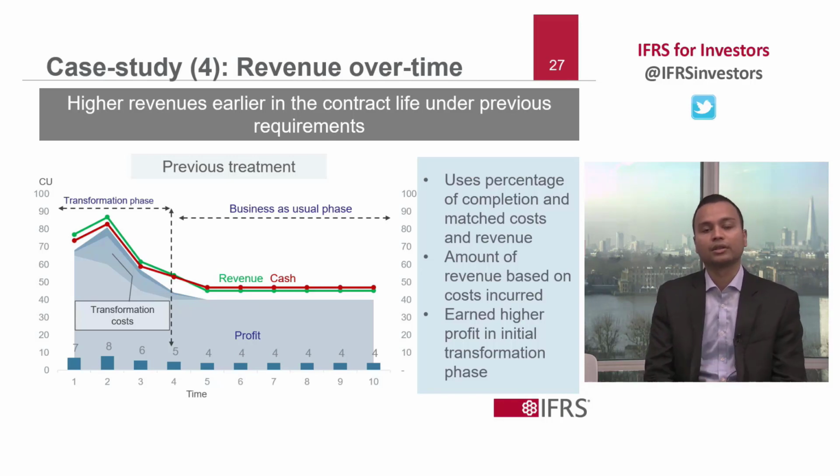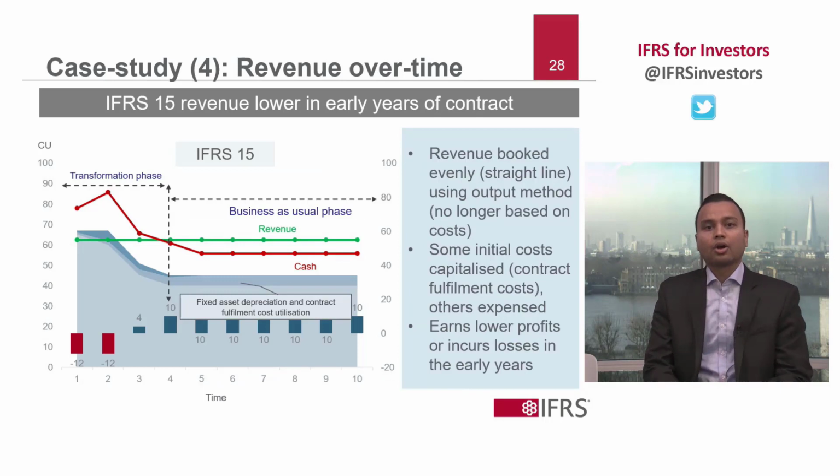to costs. Since the company incurs higher costs in the initial contract period, which is also the complex transformation phase, the company recognized higher revenues in this period. As a result, we can see that the company earns higher profits in the initial periods, shown in the deep blue columns in the bottom of the chart. Contrasting the previous treatment with IFRS 15, we can see that the company incurs losses in the initial high-cost period, followed by a period of higher profits.